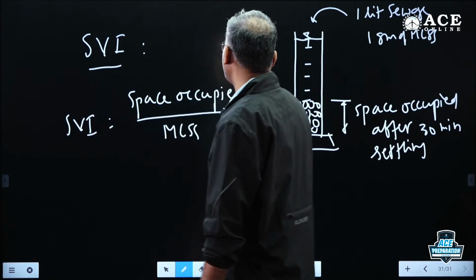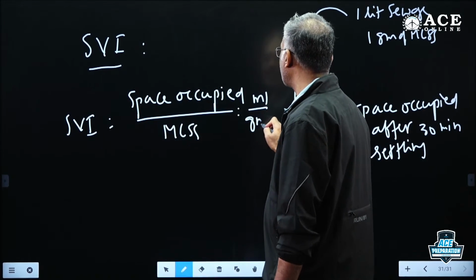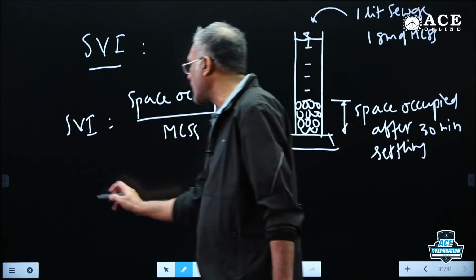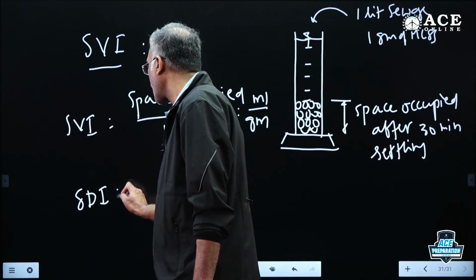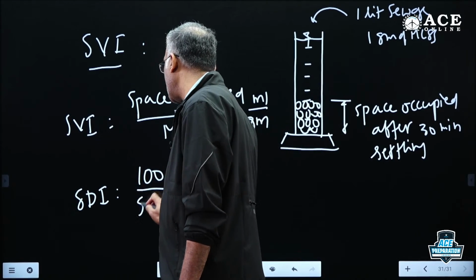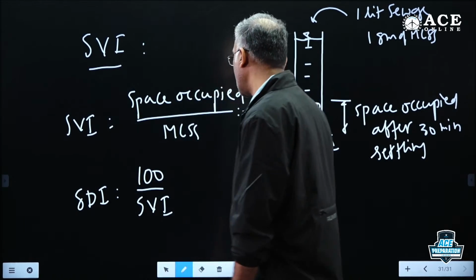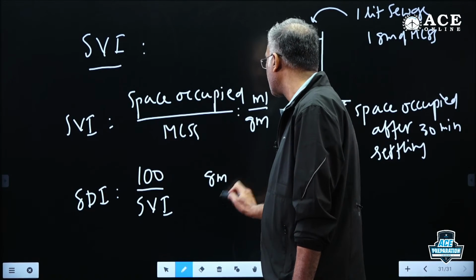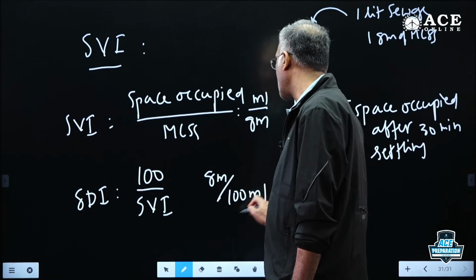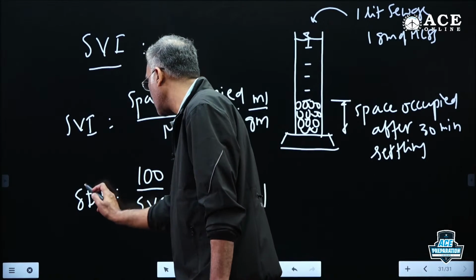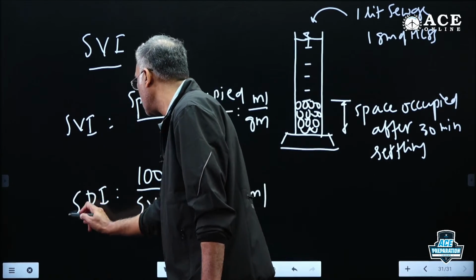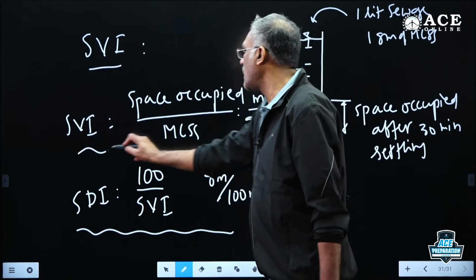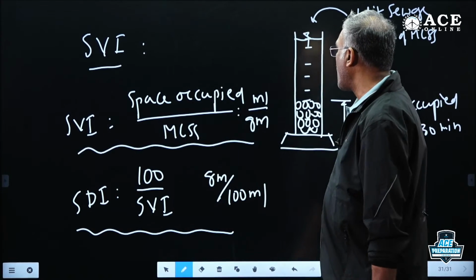Space occupied we substitute in ml, MLSS we substitute in gram, therefore for sludge volume index we get the answer in ml per gram. Sludge density index is nothing but 100 by sludge volume index. You take that, you will get sludge density index. Sludge density index unit is gram per 100 ml. That's how we express the sludge density index. Sludge volume index unit is ml per gram.